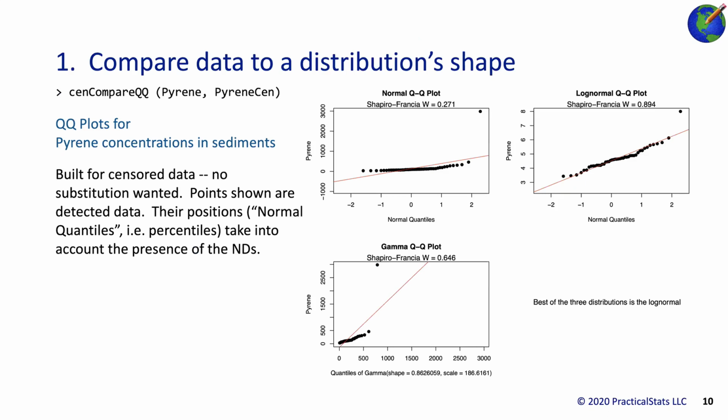So let's go through that list of procedures. Here, you could compare data to a distribution shape. This is a NADA2 command called cencomp QQ. So it's doing QQ or probability plots.